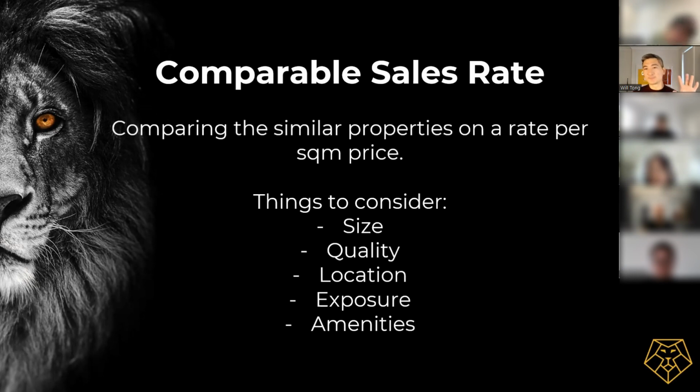Because if one estate has really good exposure but really bad amenities, versus another estate with really bad exposure but really good amenities, then how do you compare? How do you determine what's better and what's not? So it's very important to understand some of these things, and there are obviously other features that you need to understand as well. But these 5 are probably the top 5.